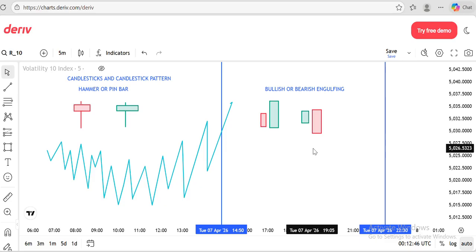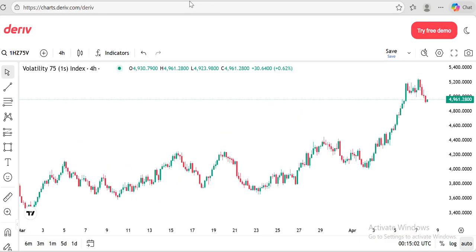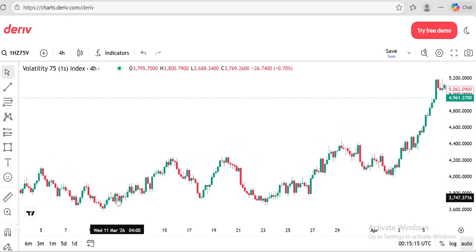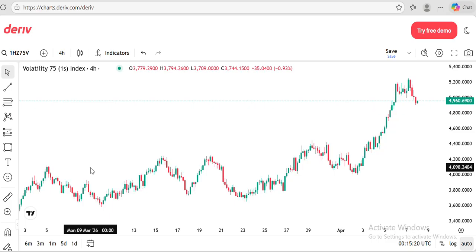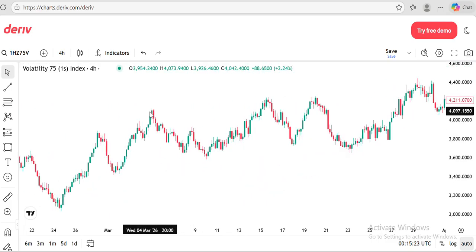Let's look at chart examples now. Look at this point here. You see this particular red candle? That's a hammer or a pin bar. If you observe, the market has been going down. But once it got to this place, there was a kind of support. You see, from there it started going up, before it came back again.